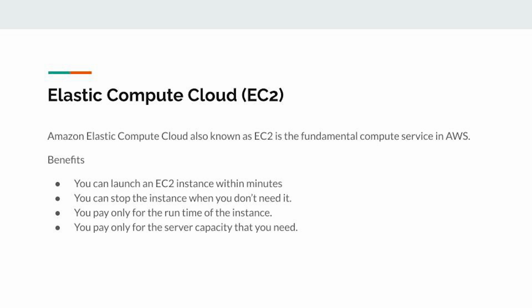Amazon Elastic Compute Cloud, also known as EC2, is the fundamental compute service in AWS. With EC2, you get the following benefits. You can launch an EC2 instance within minutes. You can stop the instance when you don't need it. You pay only for the runtime of the instance. You pay only for the server capacity that you need. They are resizable. This is called vertical scaling.